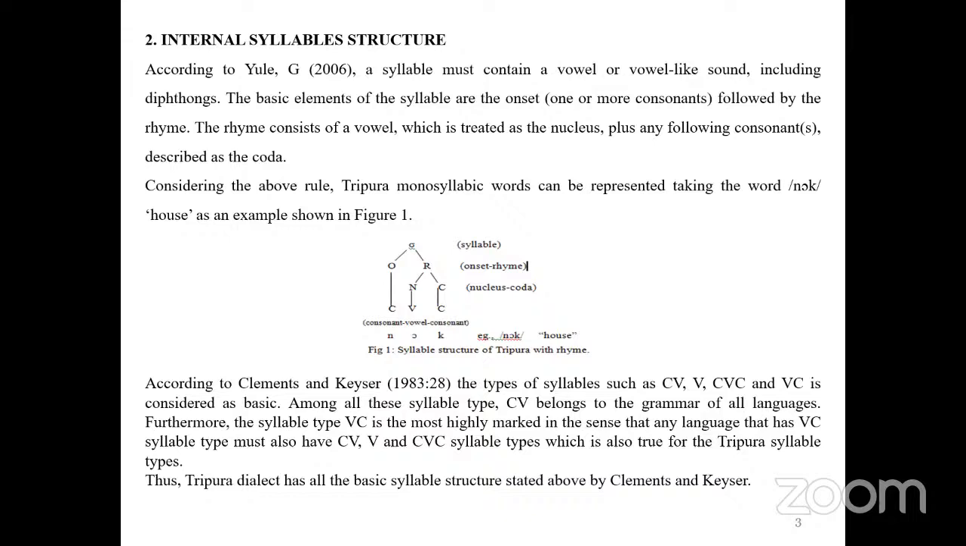According to Clements and Keyser, 1983, he mentions syllable types such as CV, that is consonant-vowel, V, CVC and VC; these are considered basic. Among all these syllable types, he also says that the CV syllable type belongs to the grammar of all languages. He also said that the VC syllable type is the most highly marked, in the sense that any language that has a VC syllable type also has CV, V and CVC. This also holds true for the Tripura dialect. Next page.